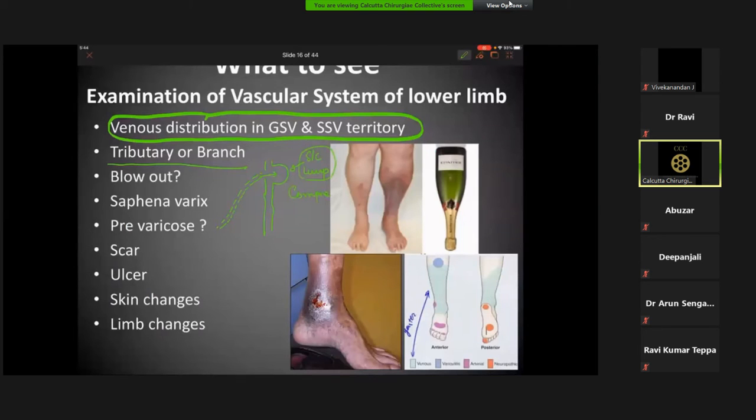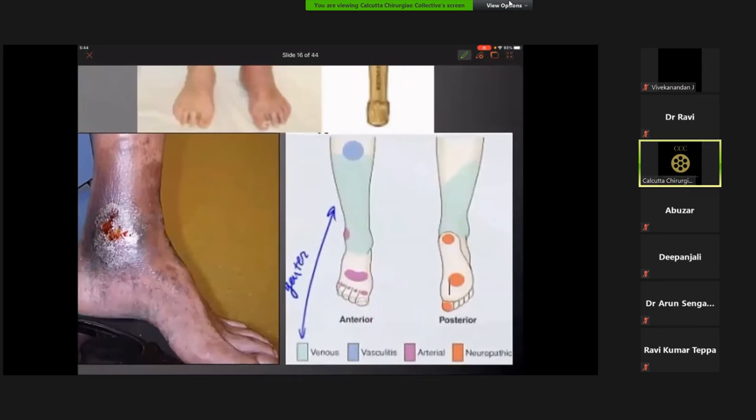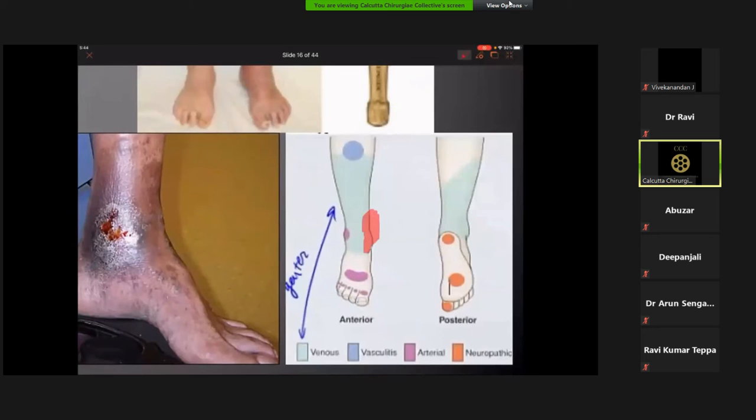People will ask you, what is a stray varicosity or an isolated varicosity? Now pre-varicose means the presence of reticular veins is pre-varicosity. Presence of scars due to an ulcer or an active ulcer are described. And remember that all venous ulcers are seen on the medial aspect of the leg. So venous ulcers are on the medial aspect.